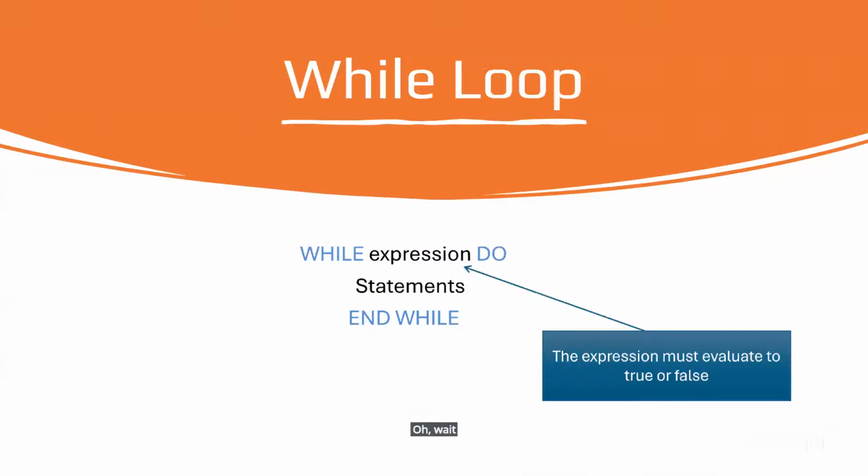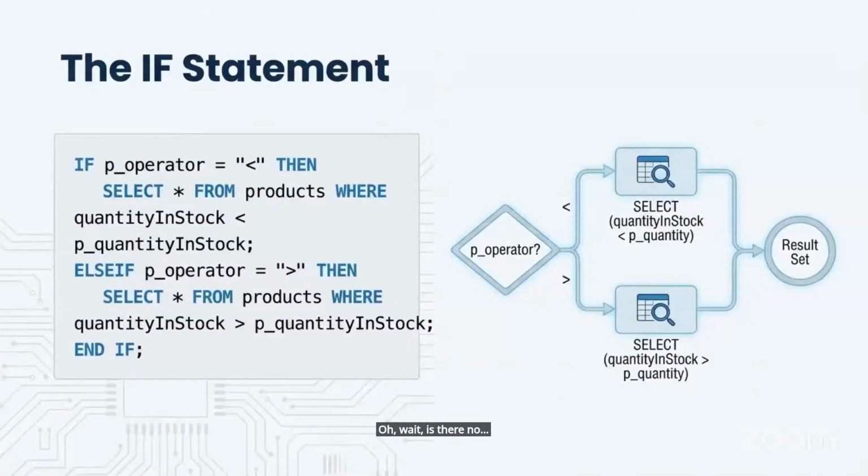Oh, wait, is there no example here? Oh, there's an example right here. Okay, so we'll just look at the P operator, which seems like a variable here to me. Basically if an input variable was defined to be the smaller sign, then do this query. Else if it's the larger sign, then do this larger query, and then end if. Pretty simple. So it's evaluating whether or not P operator sign is smaller or equal.